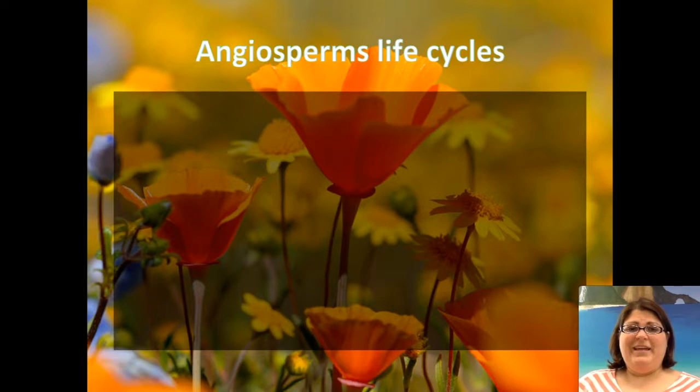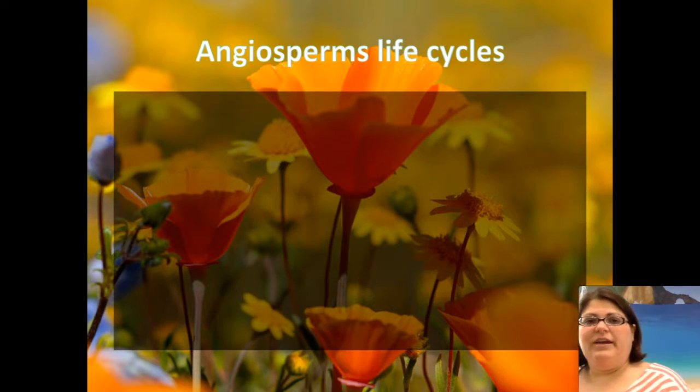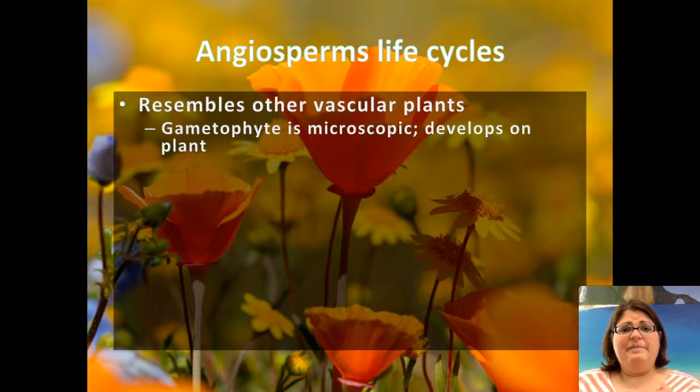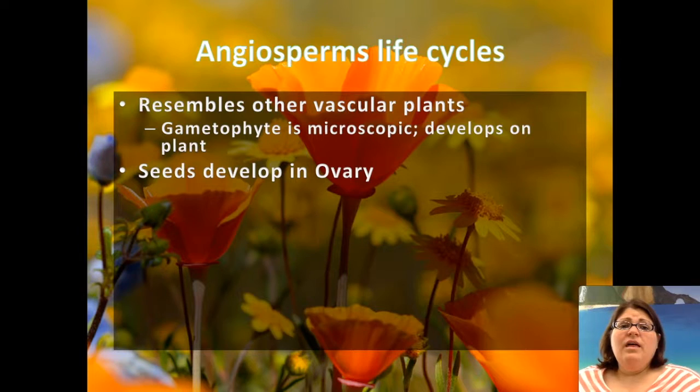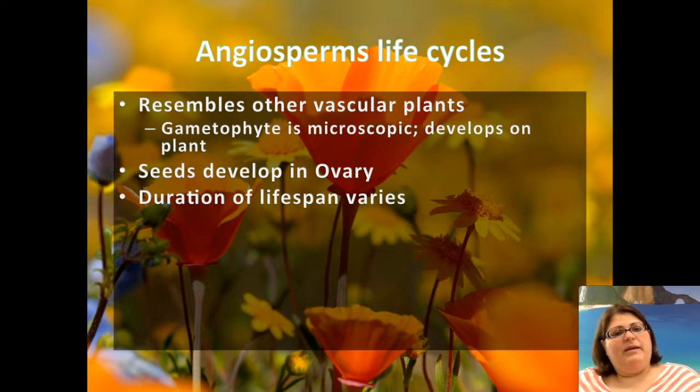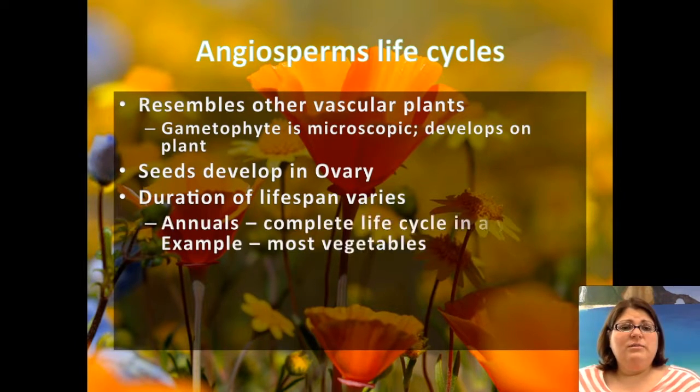Let's talk briefly about the angiosperm life cycle, so you may want to make some notes on your angiosperm handout. So angiosperms resemble the other vascular plant life cycles in that the gametophyte stage is very, very small and reduced, and that it develops on the sporophyte plant. The one exception, of course, is that the seeds are developing in an ovary. The duration of the lifespan varies, and this is something that's not necessarily life cycle information, but something that's important just as a human being to know as a functioning adult. So make sure you get it in your notes.